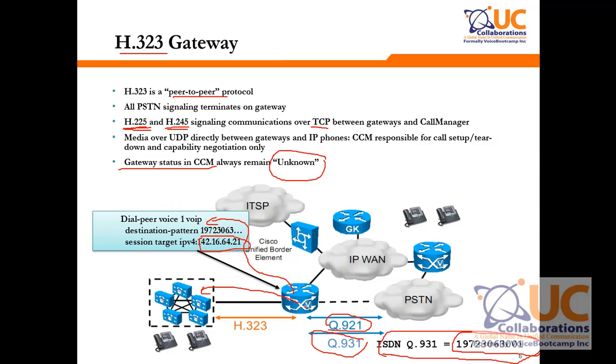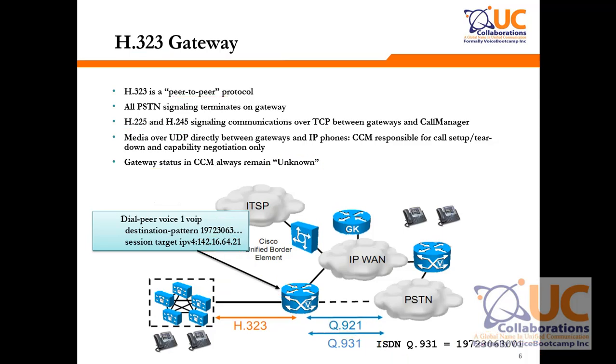Two, the gateway requires a dial plan because the gateway is the one that is intercepting this ISDN Q931 packet, which contains a number that tells what to do. Once a call comes to call manager, call manager will also look at its own dial plan and try to find how to route the call for 197.2.306.3001. There are various translations that can be done, and other things that can be done to resolve this problem. So that's the basics of H.323 gateways.